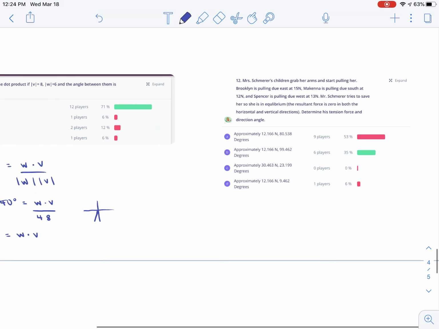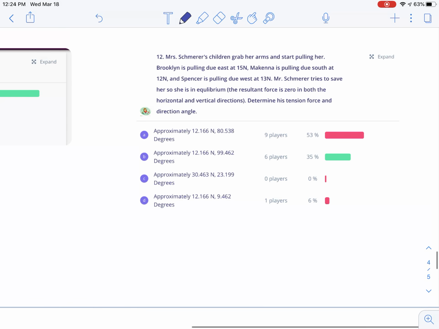Now, the final problem on here is actually very relevant to how I feel lately, but it's about my children all grabbing me and pulling me in different directions. I do not have 3 arms, so let's just assume that they are grabbing my shirt or something like that. But we have one child pulling me due east. We have another child pulling me due south, and my final child pulling me due west.